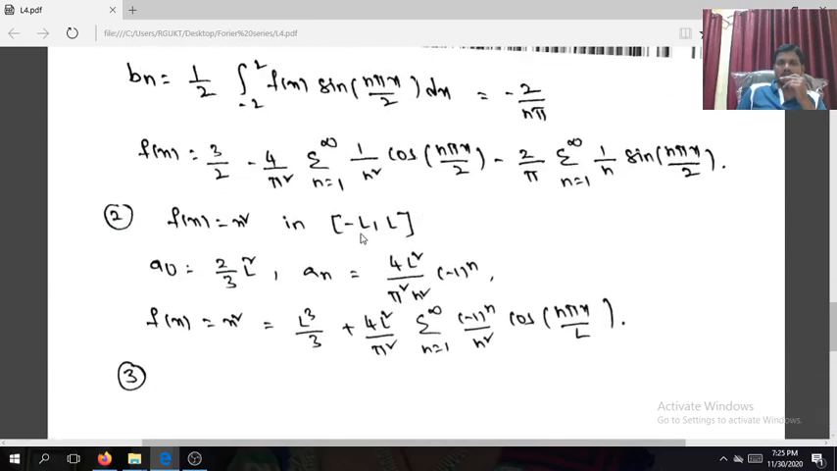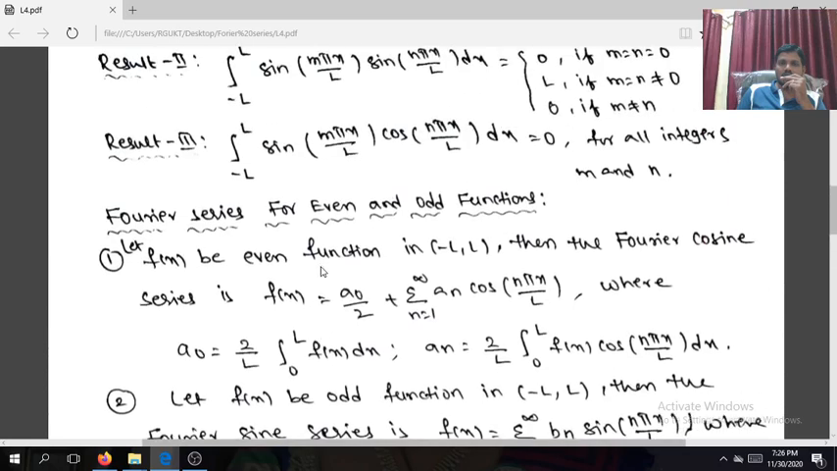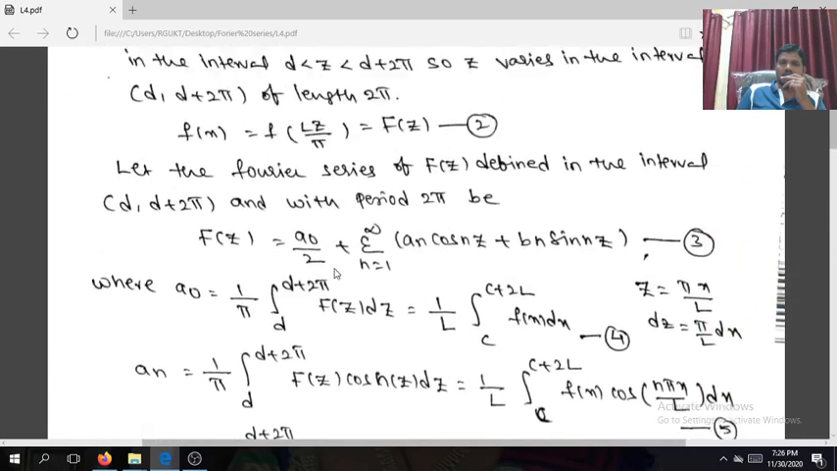In the next class we go for the half range cosine series and half range sine series in minus L comma L. I will give some problems on this in today's class, and next the half range cosine and sine series problems. This is a very easy and simple chapter. Don't worry about the problems.